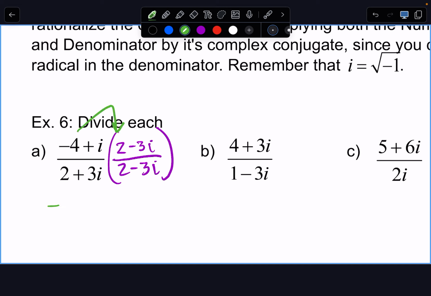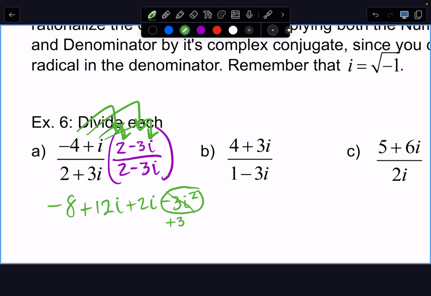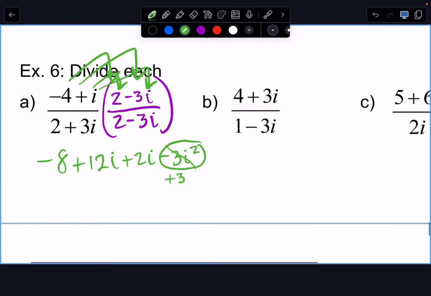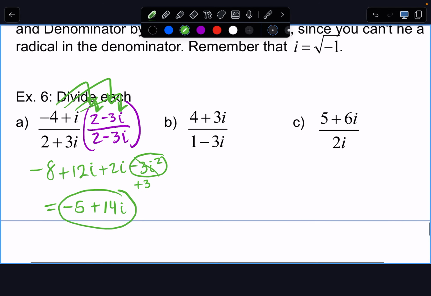Negative 4 times 2 is negative 8. Negative 4 times negative 3i is 12i. i times 2 is 2i. i times negative 3i is negative 3i squared, which becomes positive 3, just positive 3, which then equals negative 5 plus 14i. I know I went extremely fast. I'm going to chill for a second.